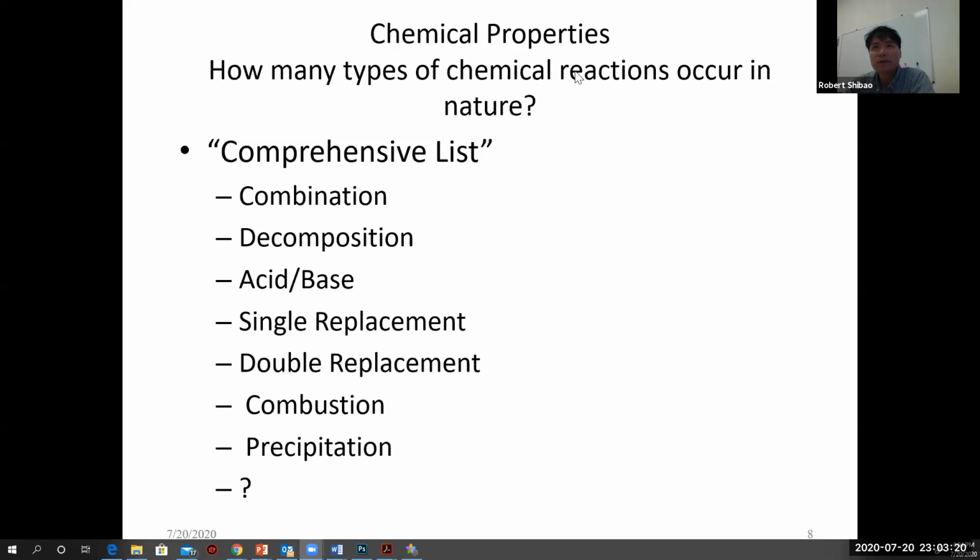As far as chemical properties go, there are different classification schemes, and this is the typical classification scheme. You know, what types of chemical properties, what types of chemical reactions there are. And so a lot of books break it up. Like our book, we have combination, decomposition, acid-base, single replacement, double replacement, combustion, precipitation, et cetera, et cetera. But this is not a comprehensive list. That's one of the problems.